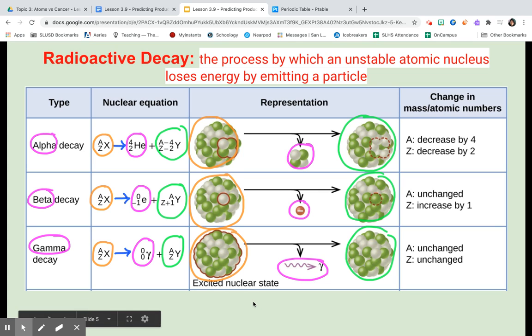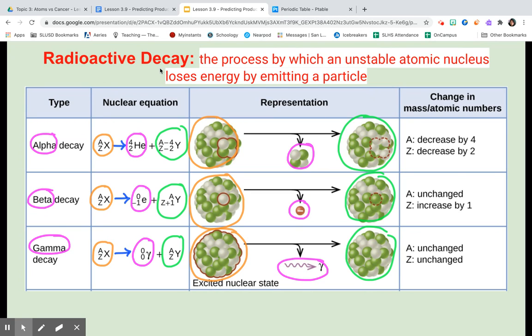All right, so welcome to lesson 3.9. In this video, we're going to talk about how we represent the three types of radioactive particles that we talked about in the last lesson. In the last lesson, we talked a little bit about alpha, beta, and gamma decay and how we represent them as symbols and what can block these three types of radiation.